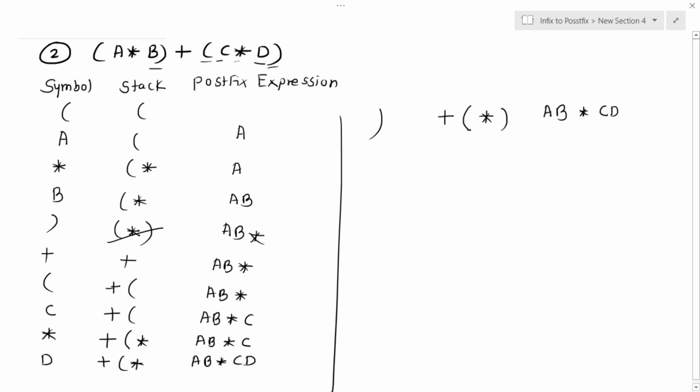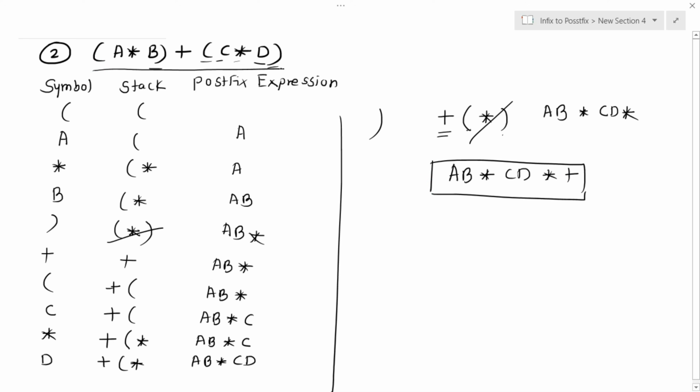Now here multiplication is in between left parenthesis and right parenthesis, so it gets cancelled and placed into the postfix expression. Now we reach the end of the expression, and we have only one operator remaining in the stack, so it goes to the postfix expression. So our expression is AB multiplication CD multiplication plus. So this is the postfix expression for the above infix expression.